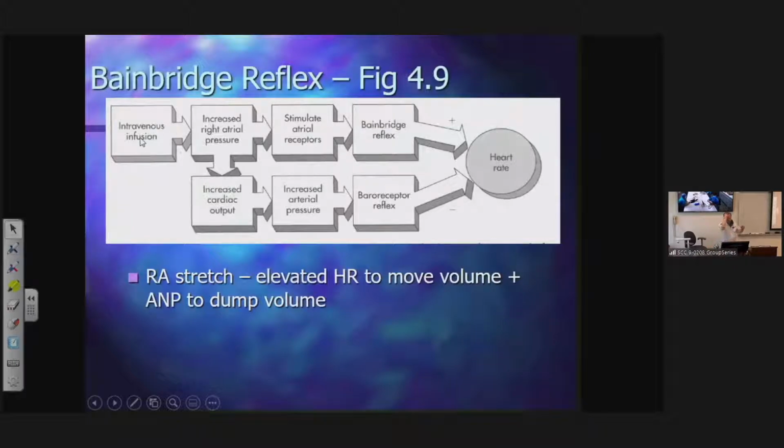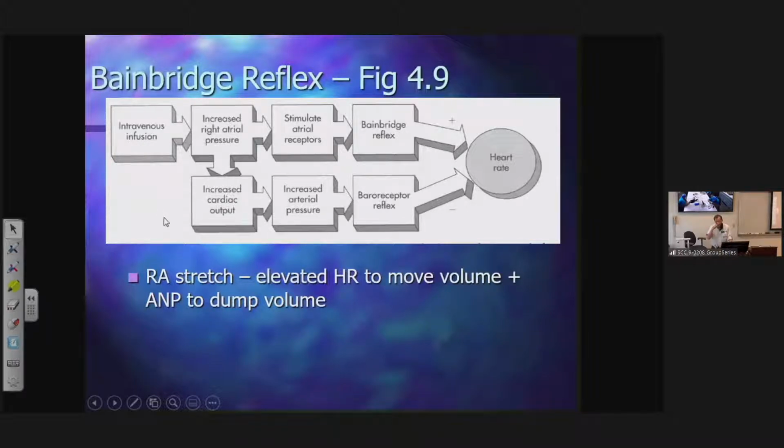So if I ask you what the Bainbridge reflex is, that's the right atrium's response to a volume load. It stretches out, it sends out signals saying, hey, speed up the heart rate, let's move this volume through, and it releases a diuretic. That's the Bainbridge response.